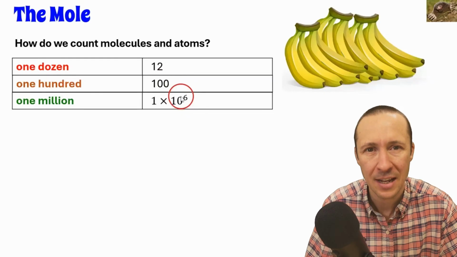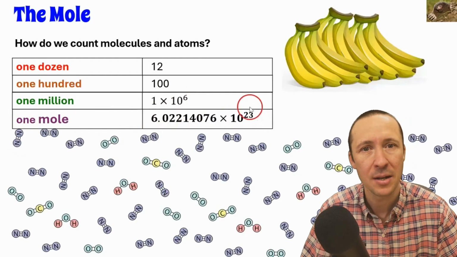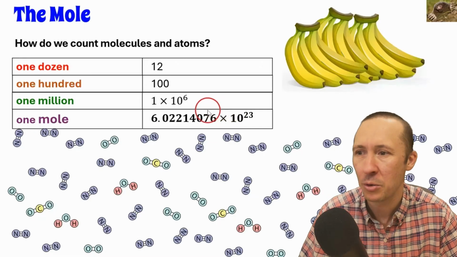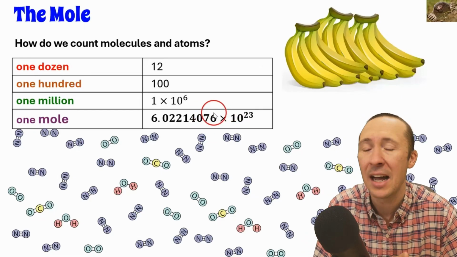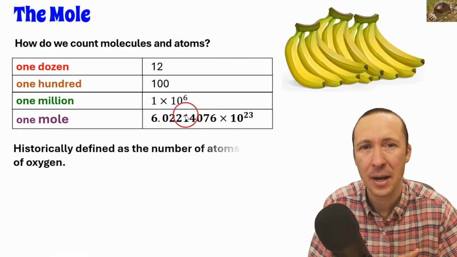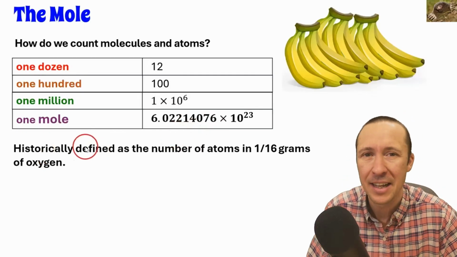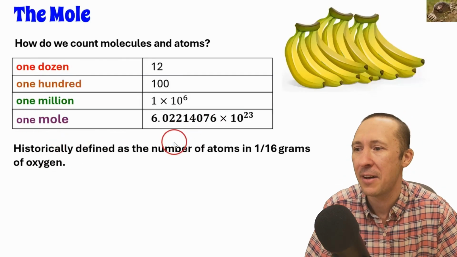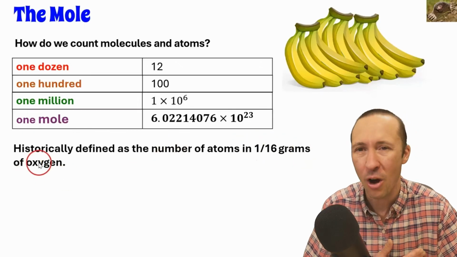Million stands for 10 to the 6, and mole, just like that, stands for this number right here, 6.022140076 times 10 to the 23. And it's literally a number. This is kind of like a weird number. If you want to know where it comes from, you probably never need to know. But historically, the mole was defined as the number of atoms in 1/16 grams of oxygen.